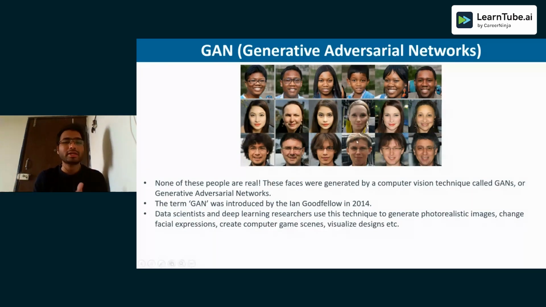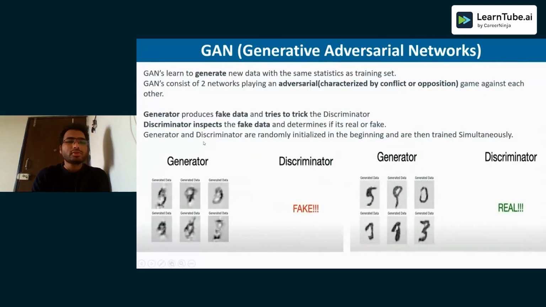So there are advantages of GANs, but there are disadvantages as well. It says that it can change facial expressions, create computer game scenes, visualize designs, etc. So there are lots of applications of GANs. Today we will see how we can use GANs to generate some realistic images. Now we'll see some theory, or some process, of how GANs work. It says that GANs learn to generate new data with the same statistics as the training set.